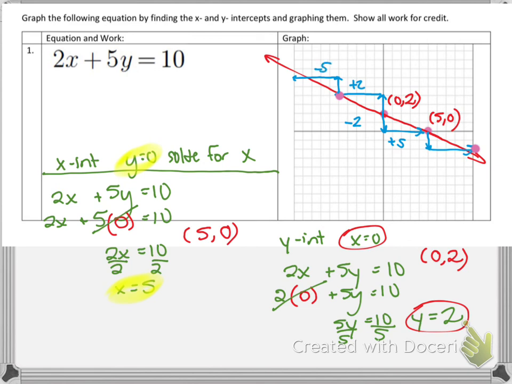Okay, so notice, because I didn't do that, I have what I call line drift here. So let's just fix this line really quickly and make it go through this last point like that. And again, it's always a good practice to label your line with the function. Remember, the function is, what is it? 2x plus 5y equals 10.